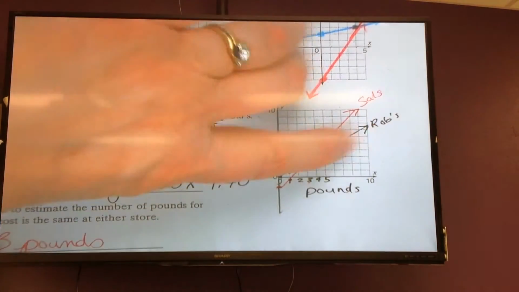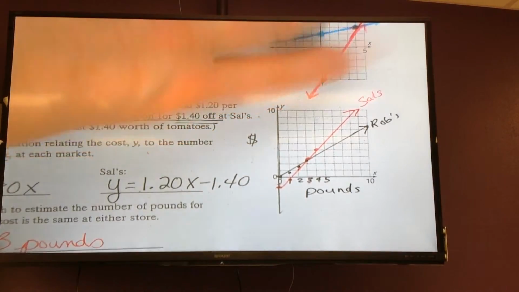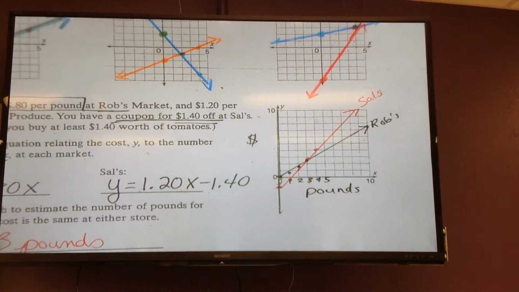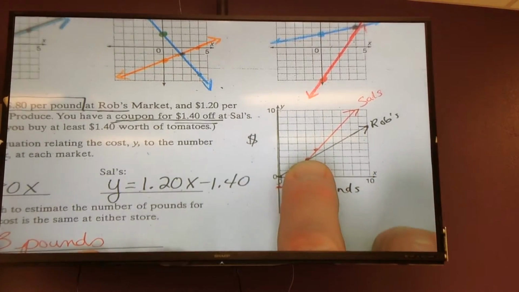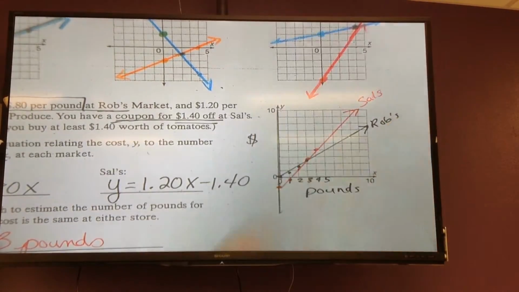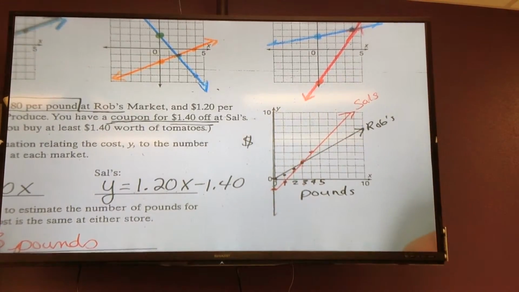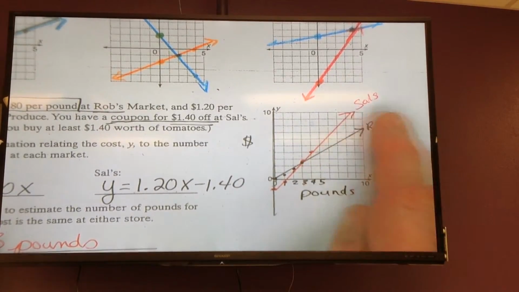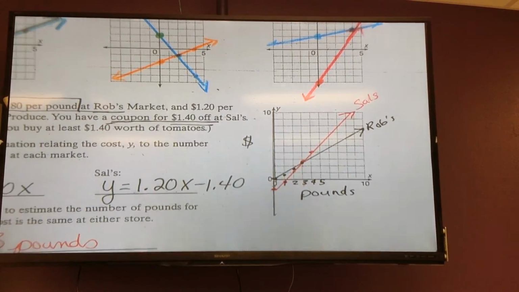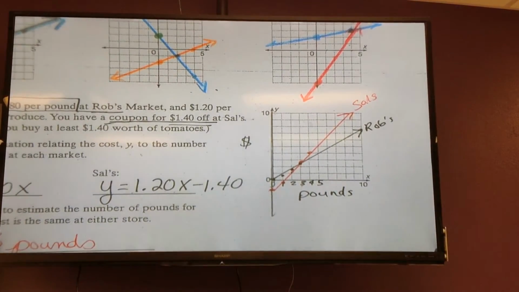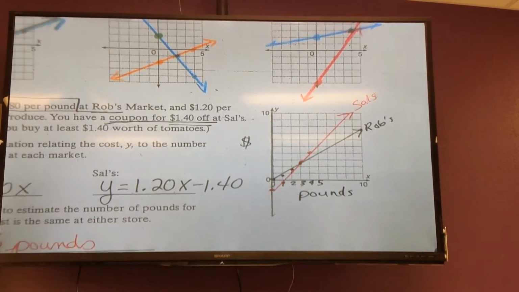So if I were going shopping and I needed under 3 pounds of tomatoes, I'd definitely go to Sal's at first. If I knew I needed more than 3 pounds of tomatoes, it gets a lot more expensive at Sal's as you buy more pounds, doesn't it? All right, the rate is the same, but you're going to be paying more money per pound if you go to Sal's. If you just need a smaller amount, I'd go to Rob's. So anyway, that's the end of this.